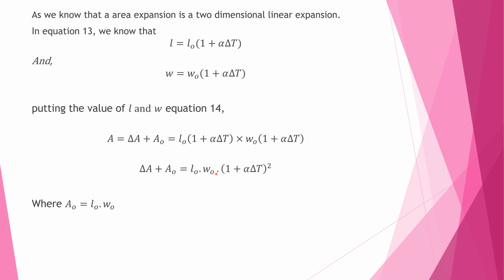Where L naught into W naught is A naught, the initial area of the plate. So delta A plus A naught is equal to A naught into (1 plus alpha delta T) to the power 2. I mark it as equation number 15.